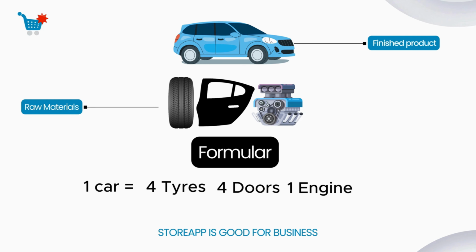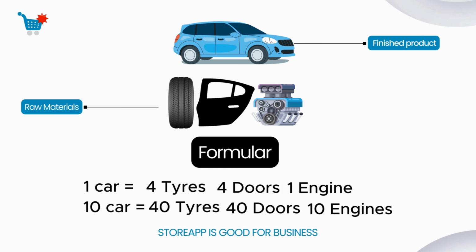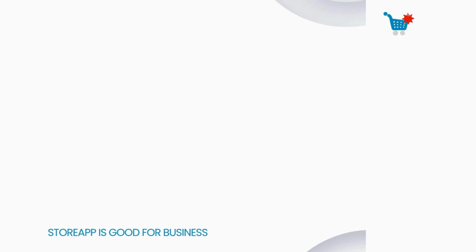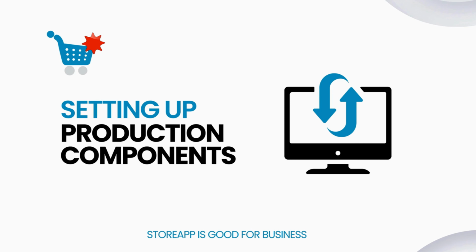If you want to produce 10 cars, StoreApp will automatically calculate and remove 40 tires, 40 doors, and 10 engines from your inventory. That's how the formula works. It tells the system what's needed and ensures stock is deducted correctly. Setting up production components. Before you can run production, you need to set up your raw materials and finished goods.